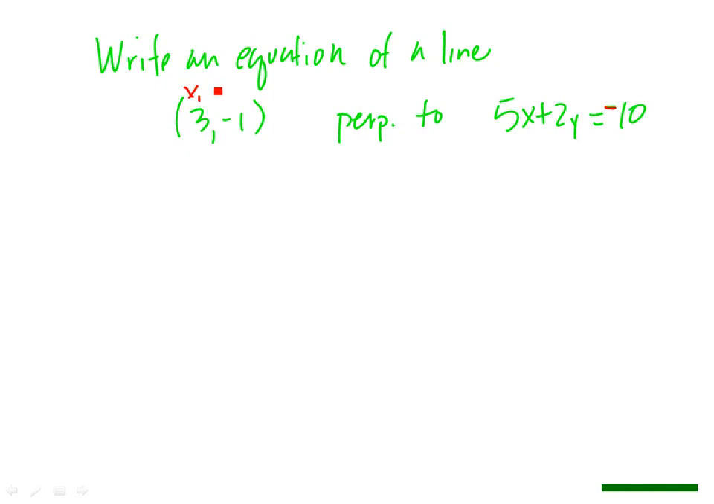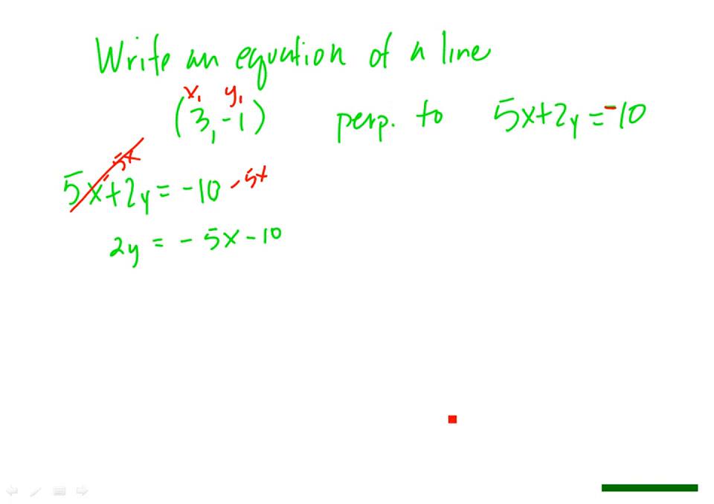So we have x₁, y₁ here, and we have to find the slope here. So let's go ahead and find the slope of our equation. We have 5x plus 2y equals negative 10. To find the slope, again, we must put it in slope-intercept form. So we must subtract the 5x, we get 2y equals negative 5x minus 10, and then we're going to divide by 2. Therefore, our slope is negative 5/2.